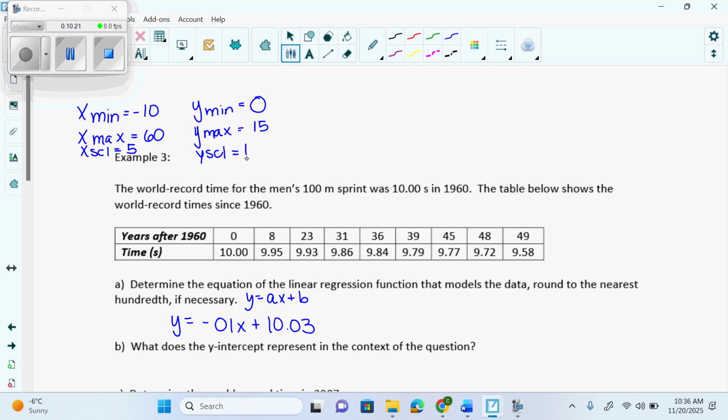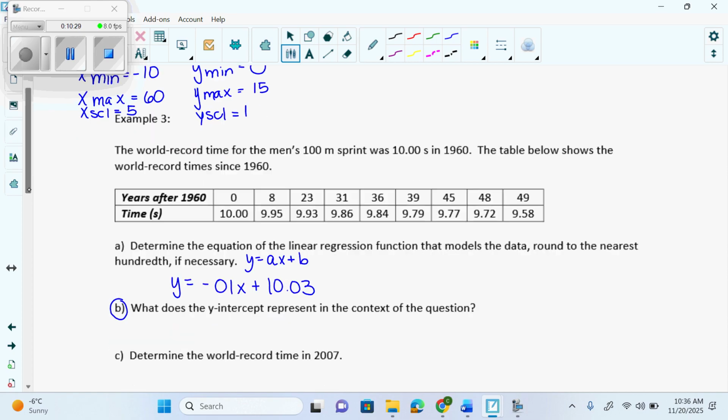And then I press graph, and I should see some sort of line. Yes? Okay, let's look at B. B says, what does the y-intercept represent? The y-intercept is when x is 0, correct? So this would be the y-intercept. It's at 0 and 10 seconds.